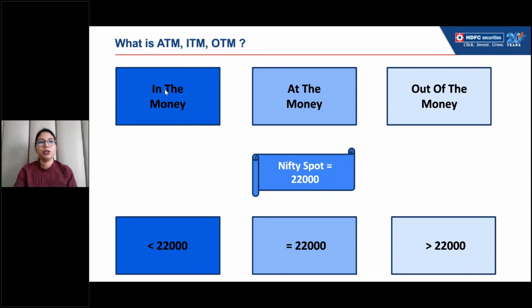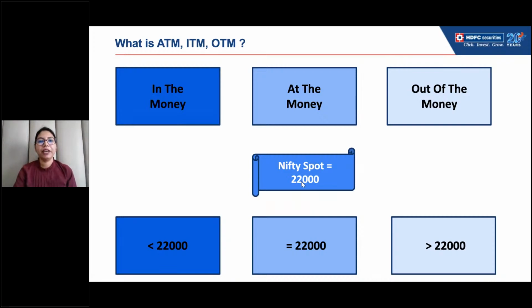All right. So there are three things: in the money, at the money, and out of the money. Now this is the example for the call side. Let's say Nifty spot is at 22,000. So the 22,000 strike is your at the money strike. Or if it is not exactly at 22,000, the nearest strike to the spot of your underlying will be your at the money. You have to find the nearest strike, comparing the spot and the index. That will be your at the money.